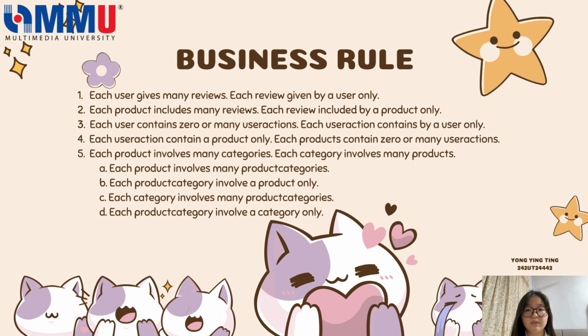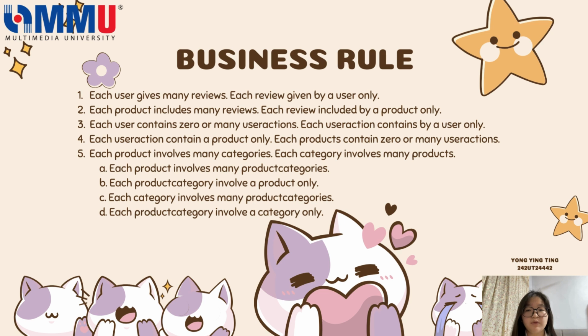For the next business rule, each user action can contain a product only, but each product can contain 0 or many user actions. Additionally, product and category have a many-to-many relationship. Firstly, each product can involve many categories, and also each category can involve many products.